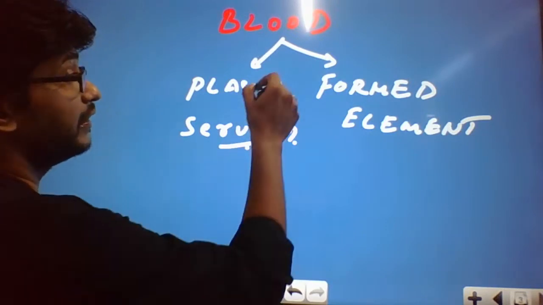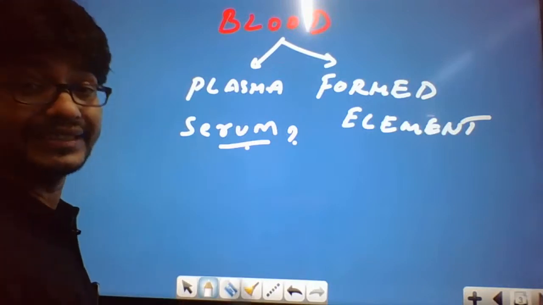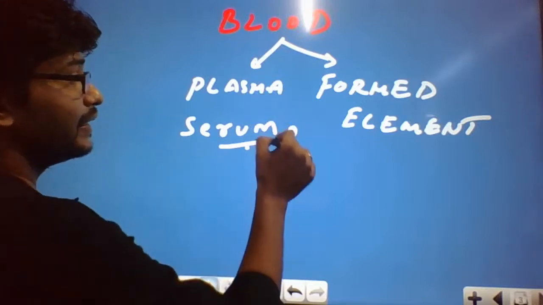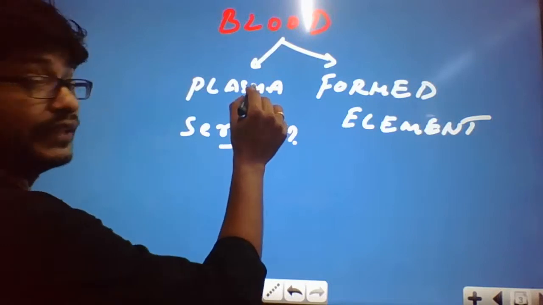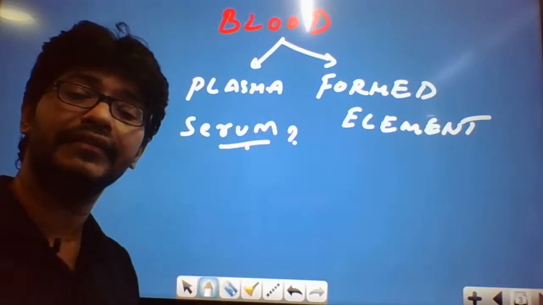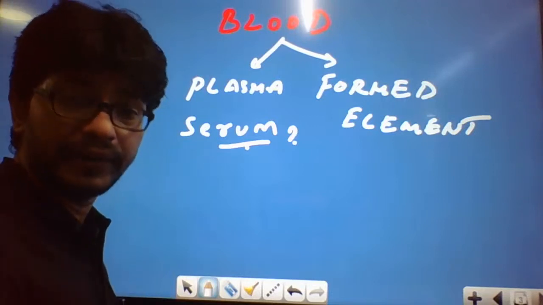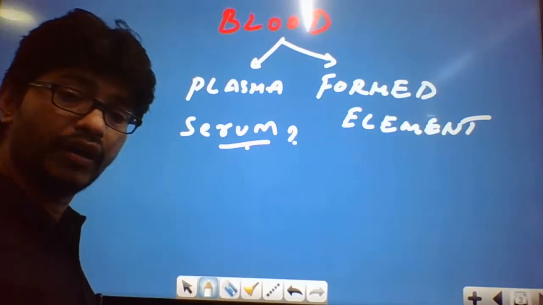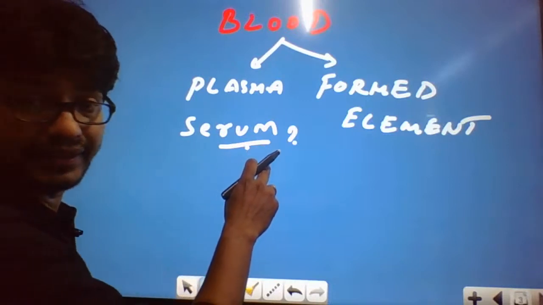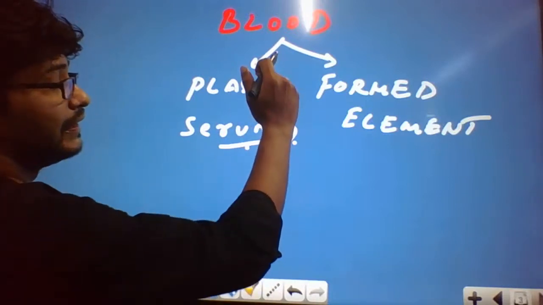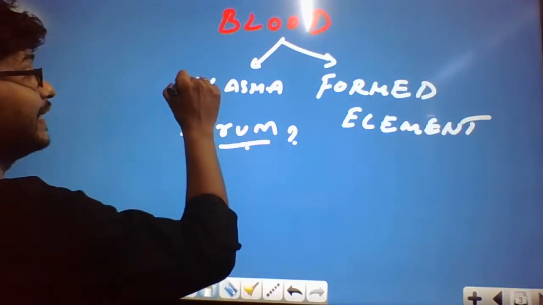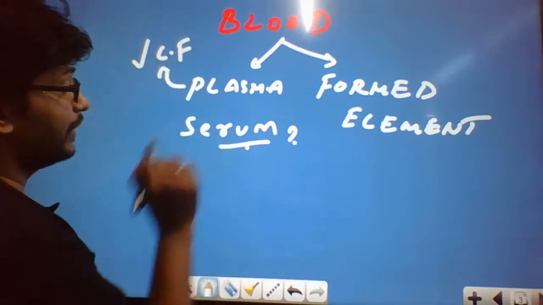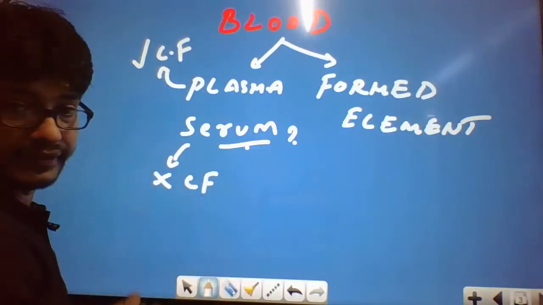You can ask me, are plasma and serum both the same, or is there any difference? Of course there is a difference between plasma and serum. What is the main difference? Plasma has clotting factors, like fibrin, which is the clotting factor responsible for the clotting of blood. But those clotting factors you could not see in serum. So the main difference is that in plasma you see the presence of clotting factors, CF being nothing but clotting factors, but in serum there are no clotting factors, right?